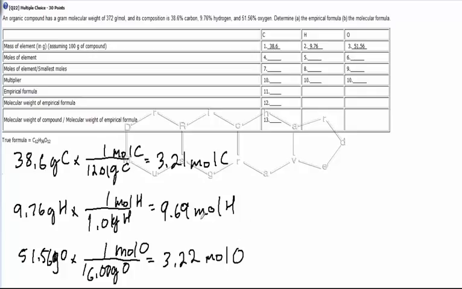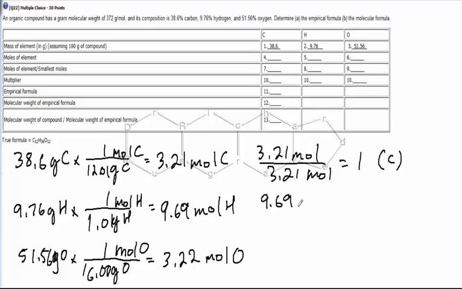So next what we'll do is take each of these and divide through by the smallest one, which is the C. So we'll do 3.21 moles divided by 3.21 moles, and that equals 1, for the C. Now we'll do the hydrogen, so that's 9.69 moles divided by 3.21 moles. And that's going to be 3.01, which we may as well say is just 3.